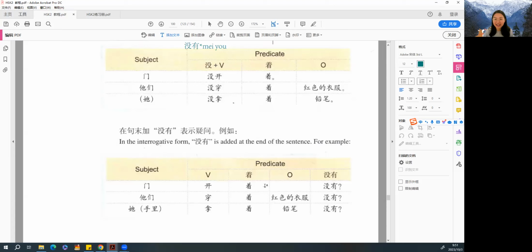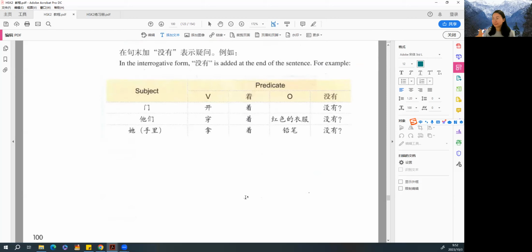Otherwise, if you say it separately, 他手里拿着铅笔, then I understand that she's holding a pencil. But you suddenly add 没有. What does it mean, 没有? So when you want to use this as a question, try your best to combine the last part smoothly together, alright? 他拿着铅笔没有. It's like this.